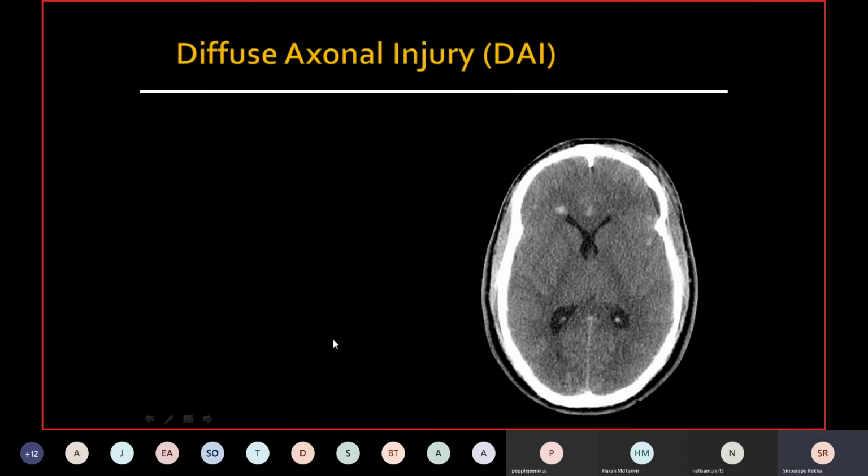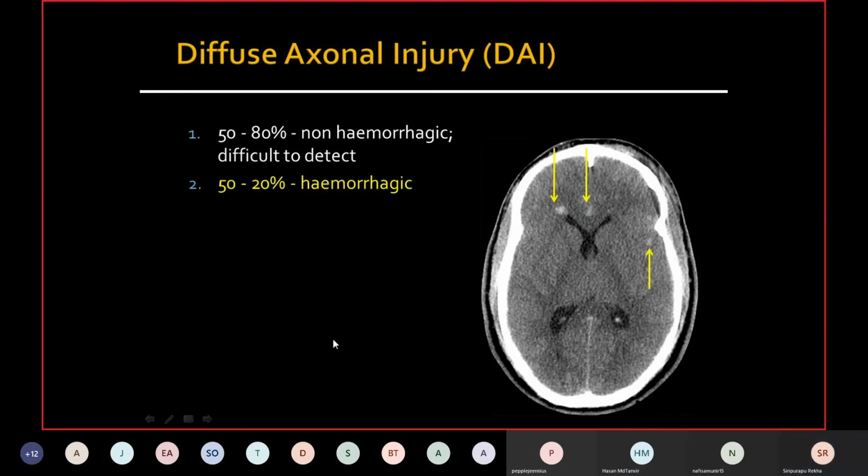So a quick note on diffuse axonal injury. Most of the lesions in diffuse axonal injury are non-hemorrhagic and therefore very difficult to detect on CT. I mean, the literature gives 50 to 20%. In my experience, I would say probably on the lower side, about 20% tend to be hemorrhagic.